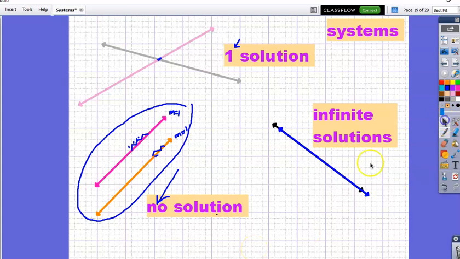Now, one other thing that could happen is you may not even realize it, but you actually have the same two equations. And when you graph one and then graph the other, it lands right on top of the first one. So every single point along here is the same as every single point underneath, which means you have infinitely many solutions. So when your two equations are the same, this is what happens.